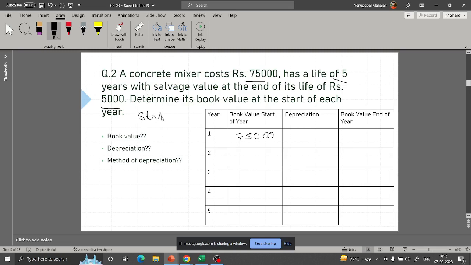There are many methods, okay? For this question, we'll be taking the straight line method. A straight line depreciation means that initially the cost is 75K. After 5 years, it reduces to 5,000. So it is reducing in a uniform manner. So that means that for each year, the depreciation value becomes 14,000, right?